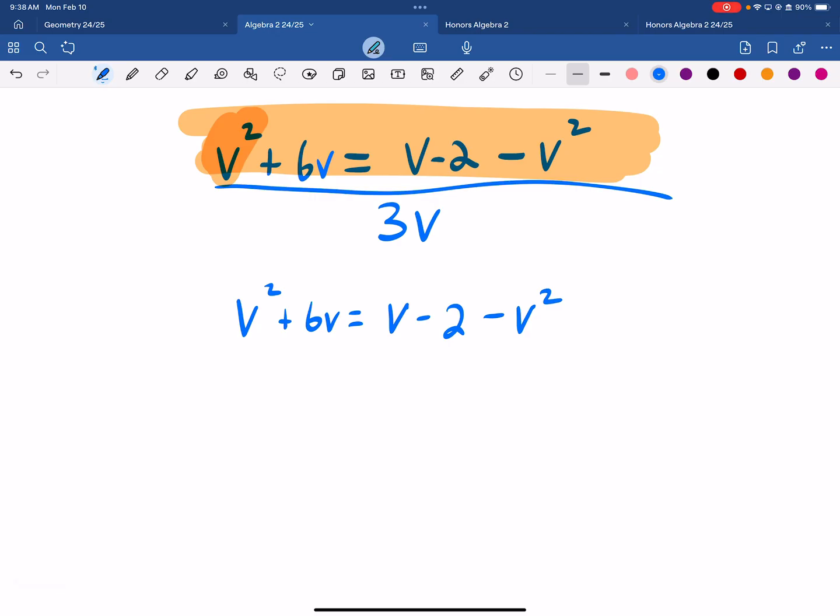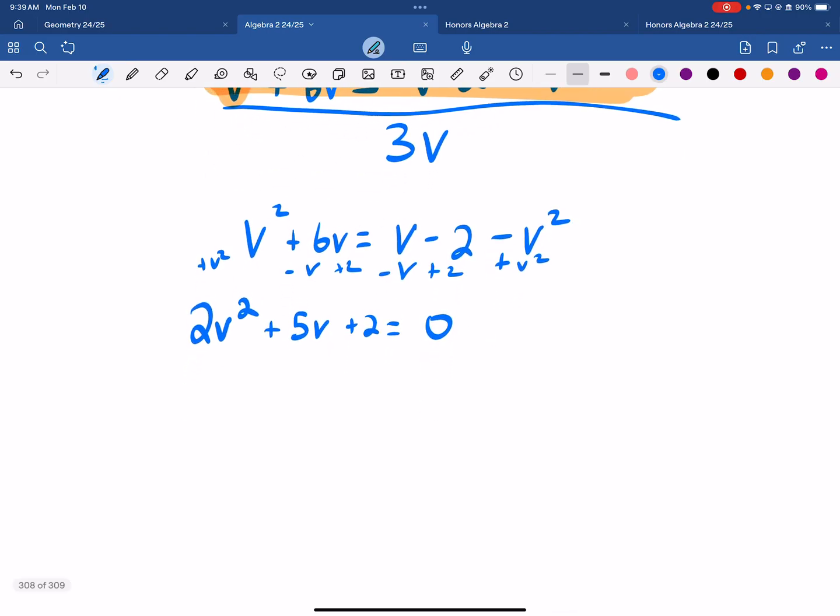So we've got it squared. So because we have squared, we need to set it equal to 0. So I'm going to add v squared to both sides. So v squared plus v squared is going to give me 2v squared. So I essentially added a v squared. I have to subtract a v. So that gives me plus 5v. And I have to add 2. Okay, I did it all in kind of one step to save us some time.